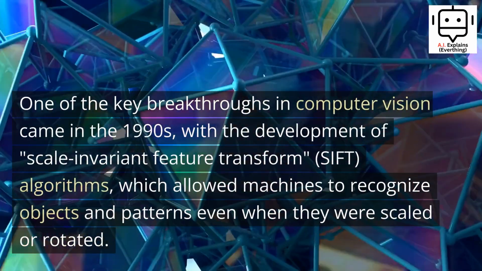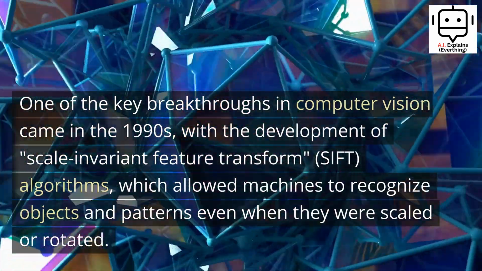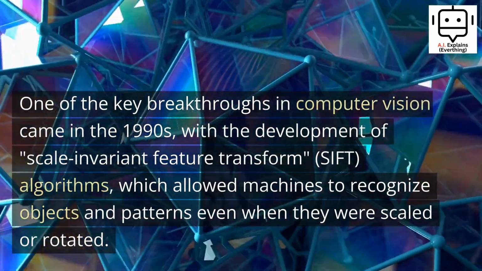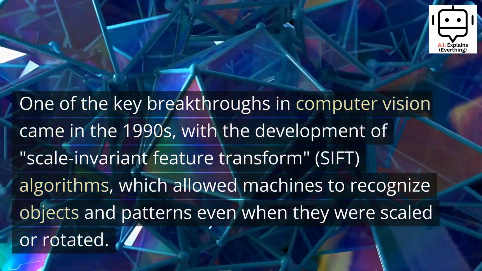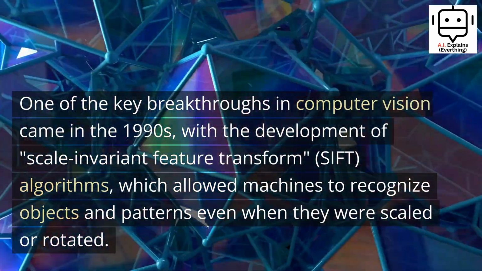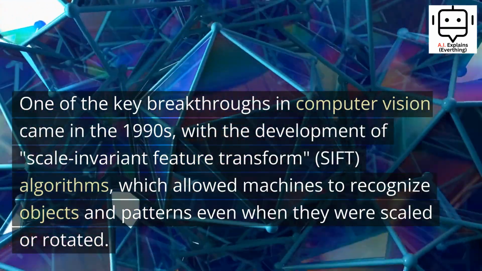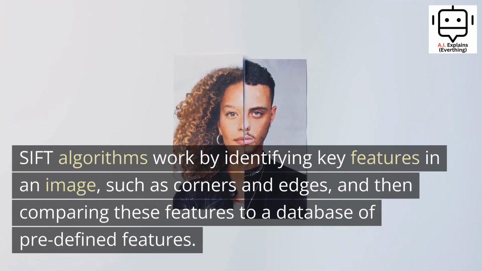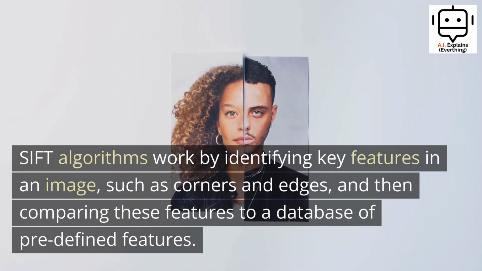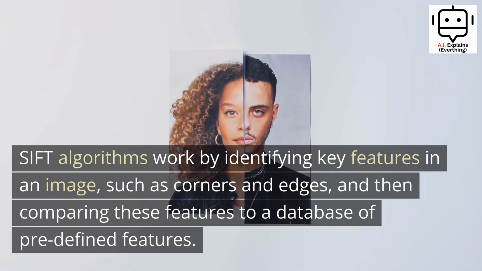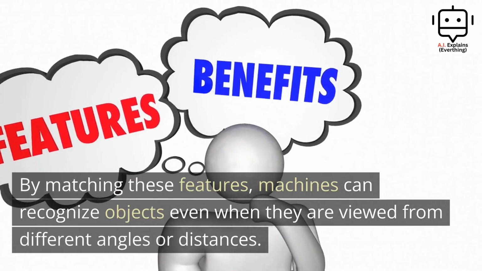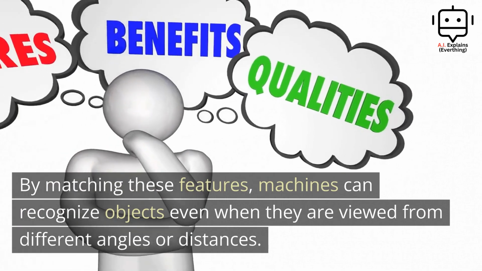One of the key breakthroughs in computer vision came in the 1990s, with the development of scale-invariant feature transform (SIFT) algorithms, which allowed machines to recognize objects and patterns even when they were scaled or rotated. SIFT algorithms work by identifying key features in an image, such as corners and edges, and then comparing these features to a database of predefined features. By matching these features, machines can recognize objects even when they are viewed from different angles or distances.